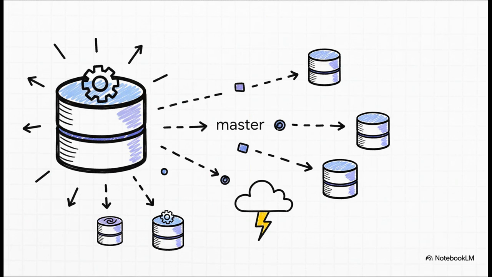A really common way to do this is with a primary replica, or you'll hear it called a master-slave setup. The main, or primary database handles all the write operations, so all the inserts, updates, and deletes.